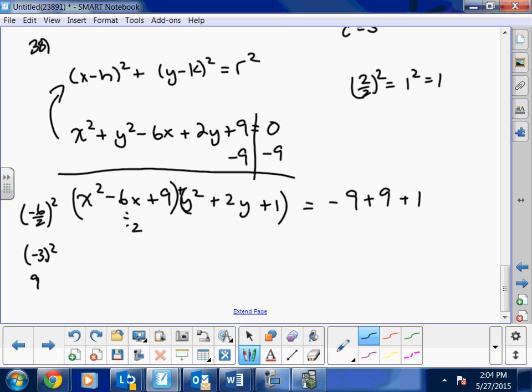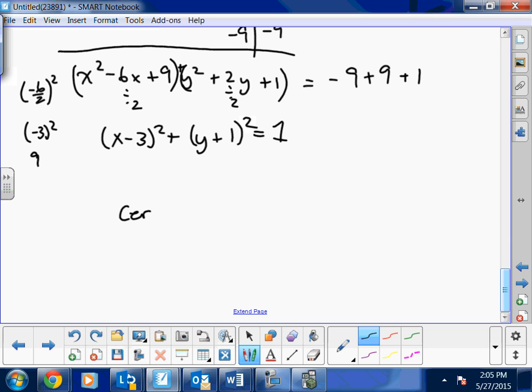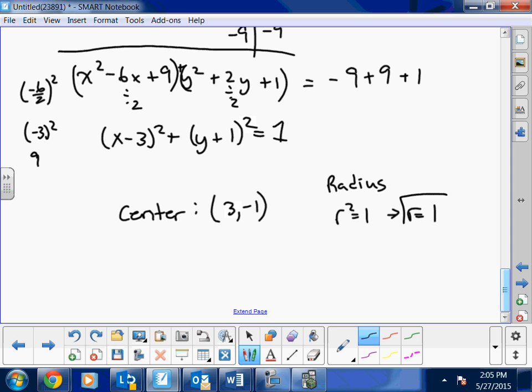Now we divide the b value by 2. (x minus 3) squared plus (y plus 1) squared is going to be equal to 1. So first of all, my center is going to be at (3, -1). And my radius: r squared equal to 1, which means that r is equal to 1. There's my radius value. Okay, fantastic.